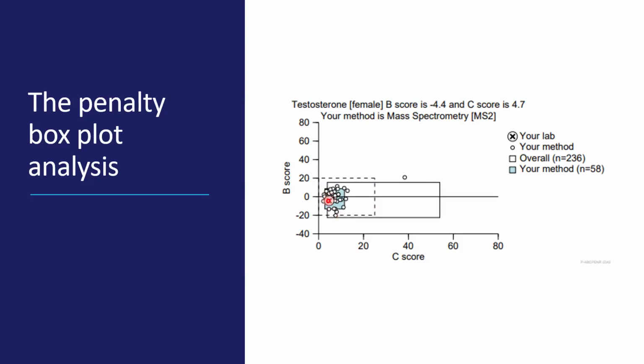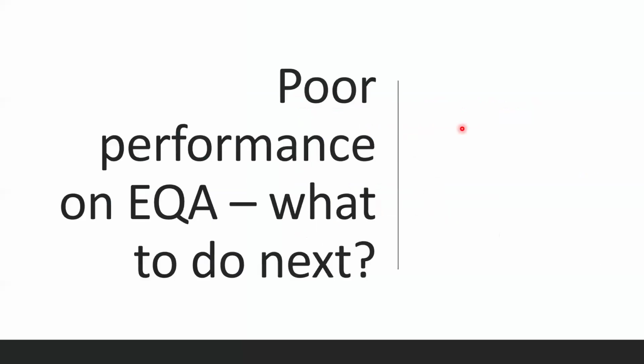So the X shows our lab method. The little circles are showing all other users of the same method. And as I said, the white box is the overall method users. So in this case, we have an example of a female testosterone with very good B and C scores.